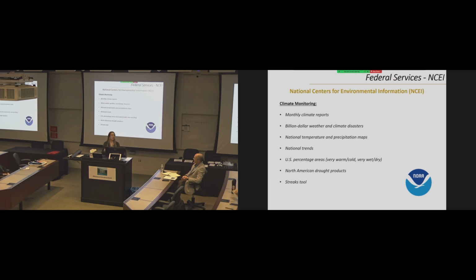So if you're wondering, was this event widespread? Did it cause a lot of damage? Any kind of event in the US that exceeds $1 billion in losses will be reported on that map. So they have national trends. You can get different temperature and precipitation products. All of this is very credible, freely available, and open to you to use as you see fit.